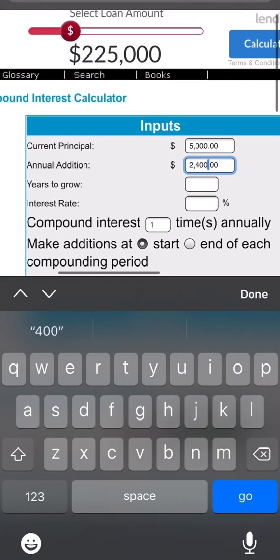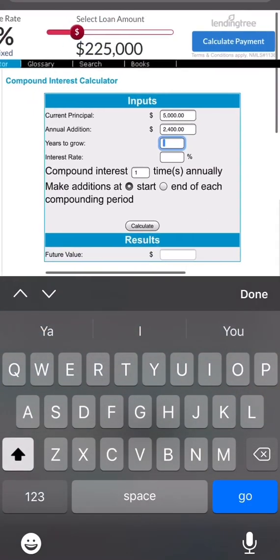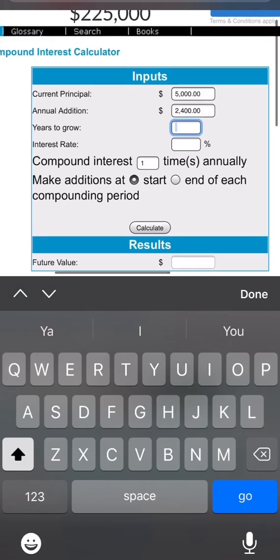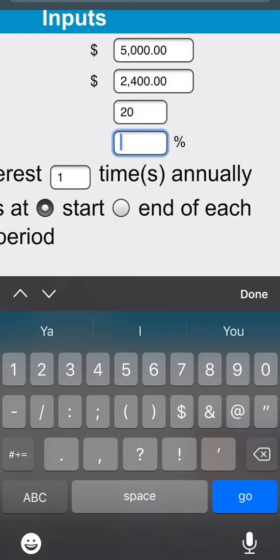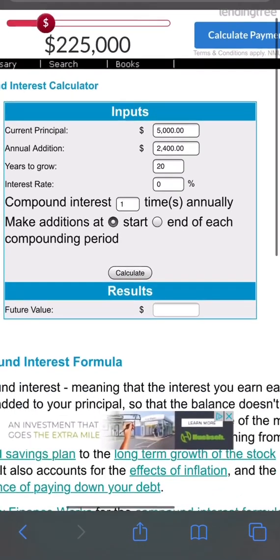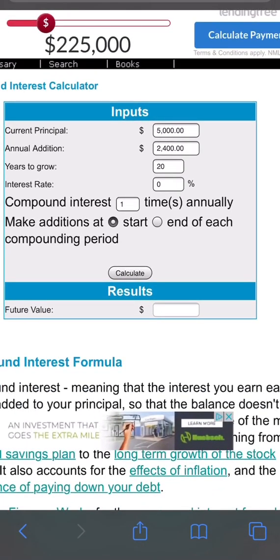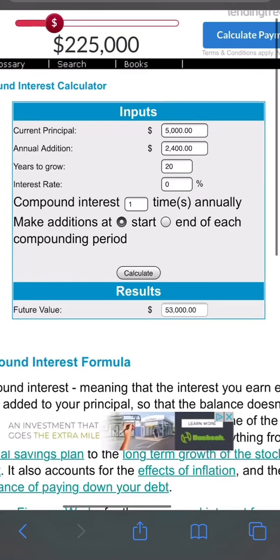And then years to grow. The more years you put to grow, the more exponential growth you'll see. So the more, the better. But we're talking about retiring in 20 years. And we'll do 30 as well so you guys can see an example. And let's just say you make an interest rate of 0%. So this is if you just have your money in a normal savings account or checking account, it typically makes zero. So in that 20 years, you put in $53,000 total.